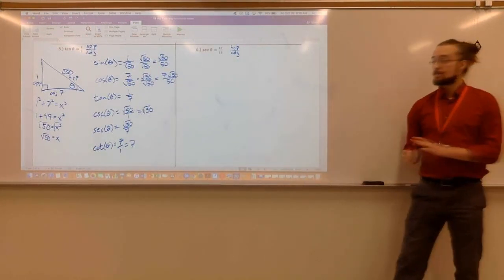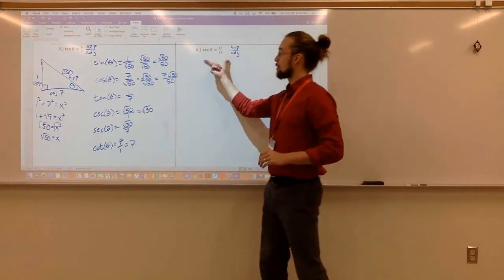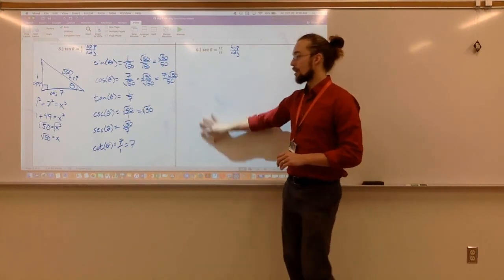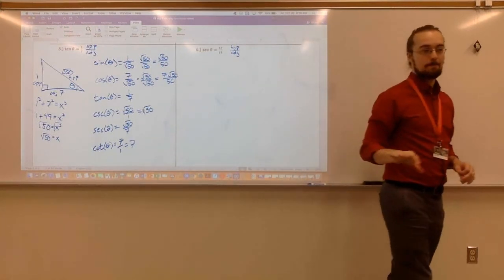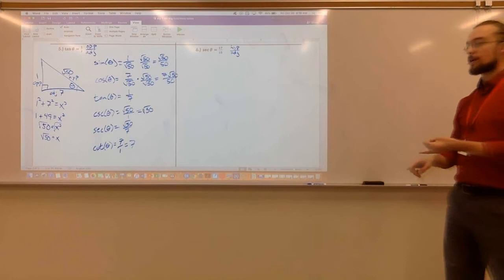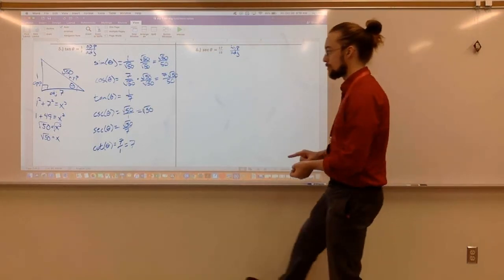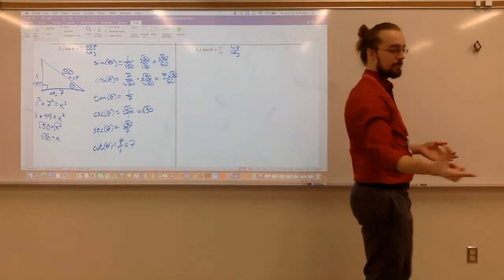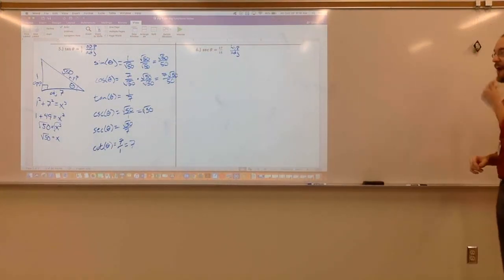See if you guys can set up your triangle using these 2 pieces of information, and then write out your 6 trig functions. So set up the triangle, use the Pythagorean theorem to solve for the missing side, and then write out all 6 trig functions. Yes, this one we will have to use the Pythagorean theorem.